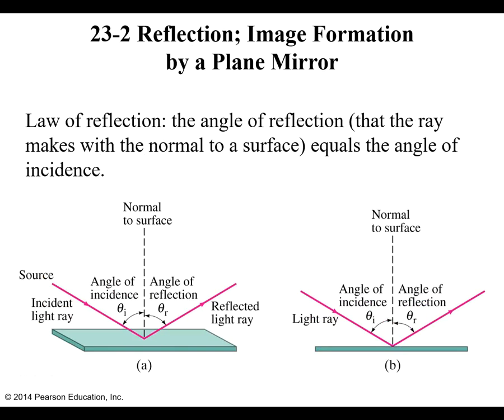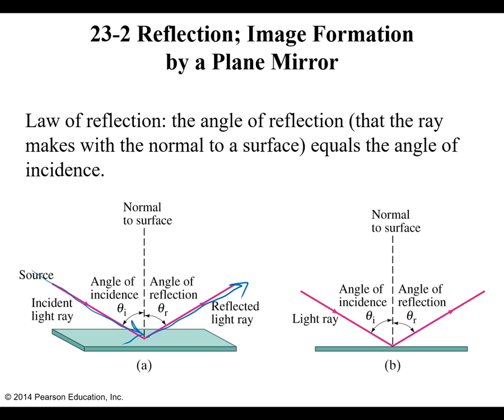The basic law of reflection says that as light comes into a surface, it's going to do one of three things. One is it's going to be absorbed by the surface, in which case it would heat up. Two, it would pass right through the surface at some different angle. That's refraction, which we'll talk about later. Or it's going to bounce off and reflect.